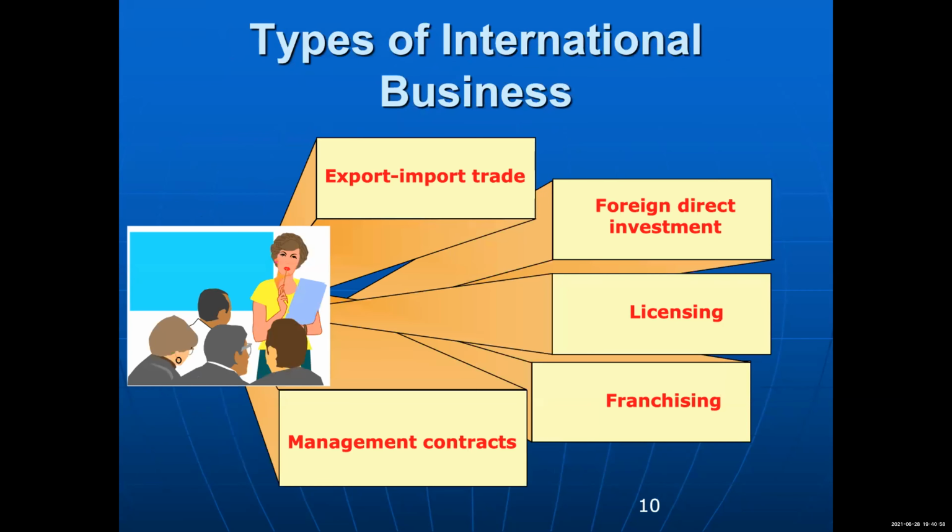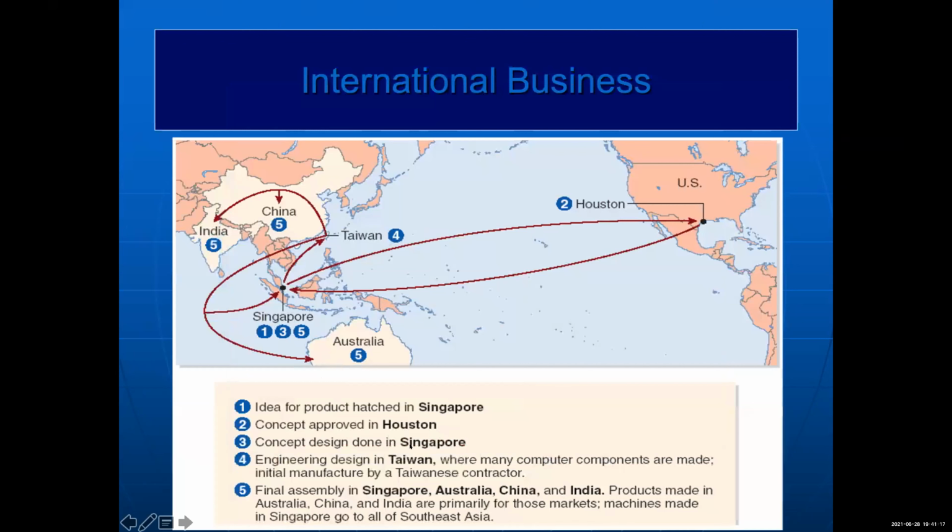All right, so types of international business: export, import, trade, foreign direct investment, which is a part of what we're going to talk about, licensing, and franchising is very much the case. KFC and Burger King and those places, they do a lot with franchising, management contracts. So we're going to get into a lot of discussions about this, the types of international business.